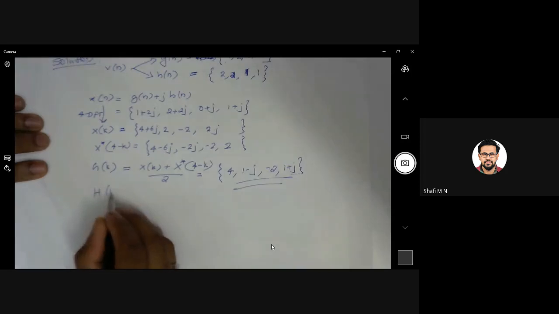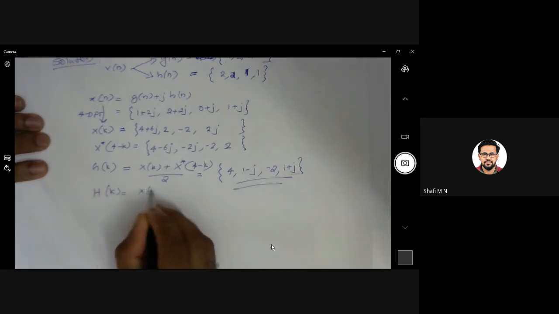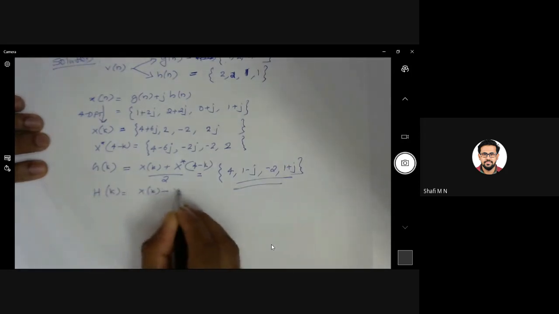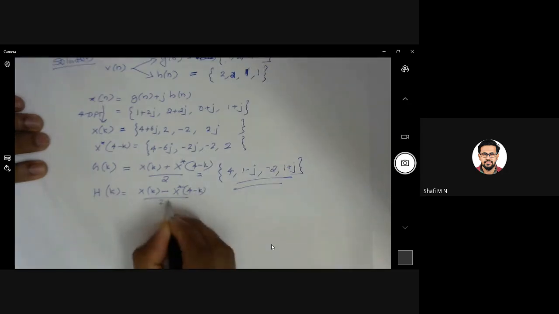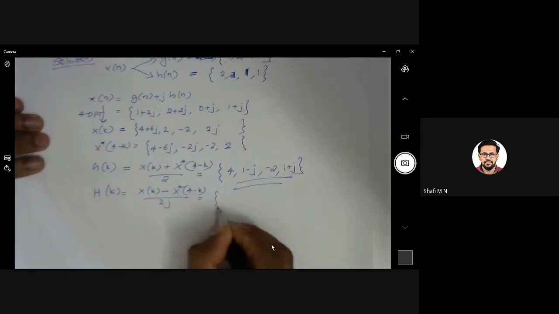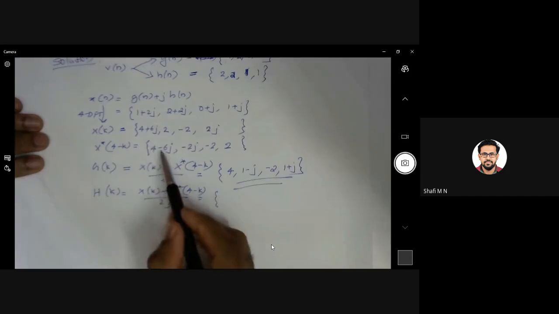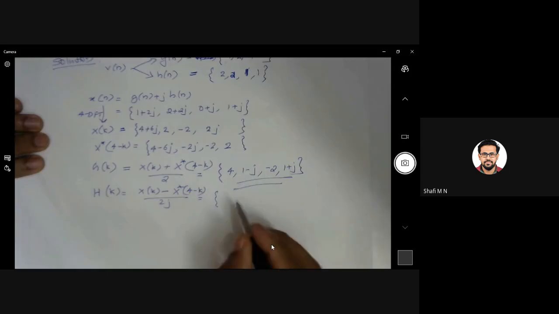Next is h of k. H of k is nothing but x of k minus x conjugate of 4 minus k, divided by 2j. So you have to take the difference. Minus 4 minus 4 will be 0. 6j minus of minus 6j plus 6j is 12j, divided by 2j, that will be 6. Next term.